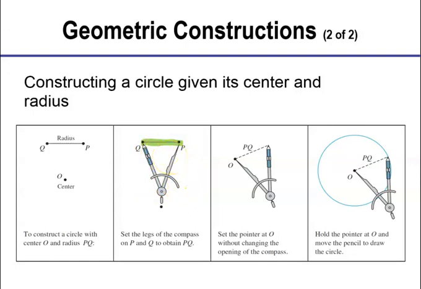Now make sure you do not move that opening. That opening stays fixed. Okay, then you come over in the second step. It says set the pointer at O, which is the center opening of the compass. So notice that the pointy part is right here at the center, and then you have kept that opening that you measured over here, and then you just trace your circle. So hold the pointer at O and move the pencil to draw the circle.